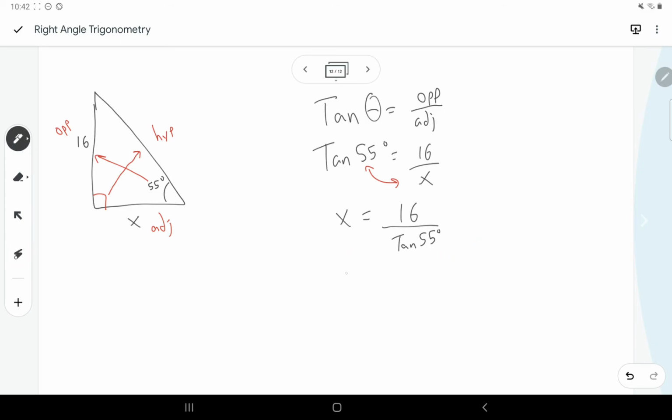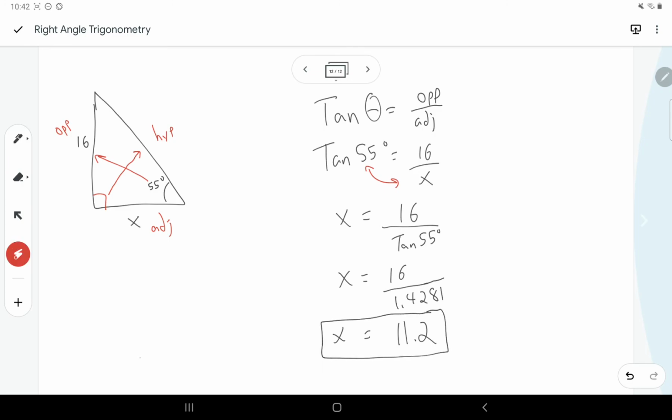Okay, so now let's take a look at the math here. So we can solve the entire right-hand side now. So we'll take our 16 divided by our tangent of 55, which will be 1.4281. Again, just keeping those 4 decimal places. Okay, and then we'll just do that math again. So x equals, and then we take our 16 divided by 1.4281, which will give us 11.2. And there's the answer there.